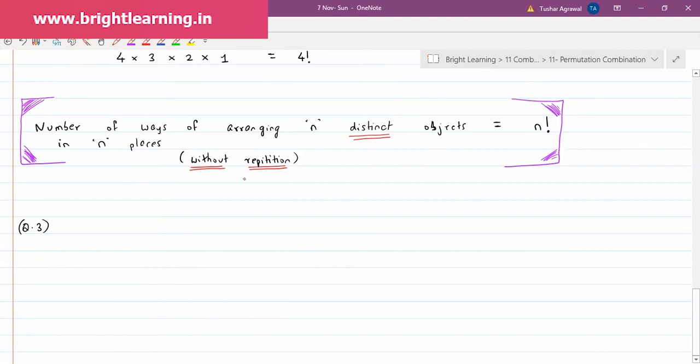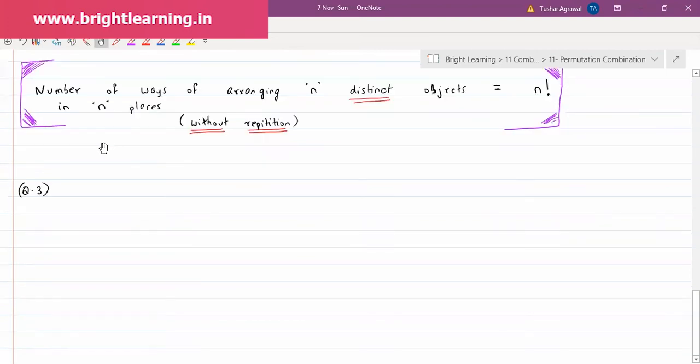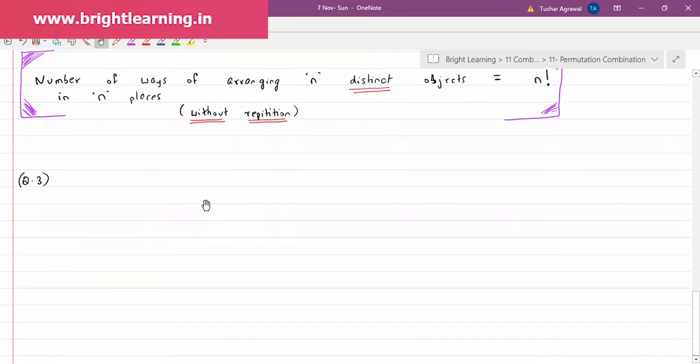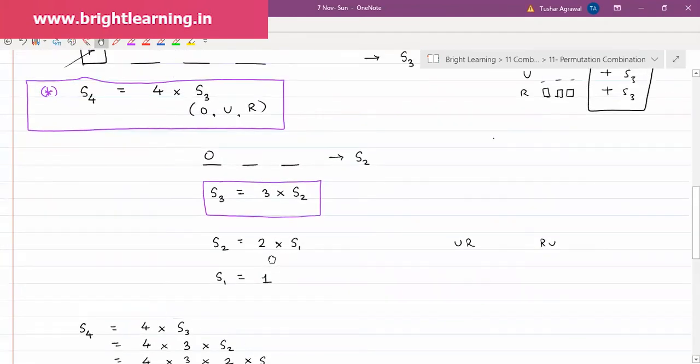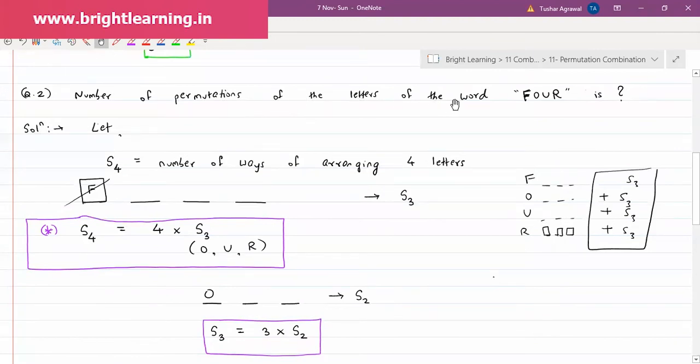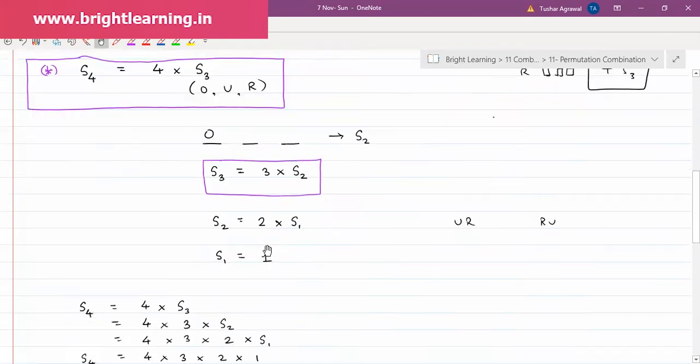The things that I've underlined, you underline them. Okay, now the number of ways of arranging n distinct objects in n places without repetition is equal to n factorial. And the same question with repetition also, let's give the suitcase problem. With repetition, what happens? The same question now, let's say here, the word FOUR only you take. Number of permutations of the letters of the word FOUR is.